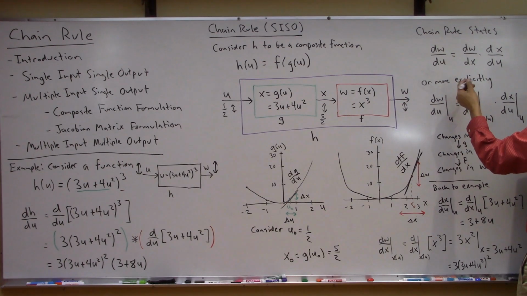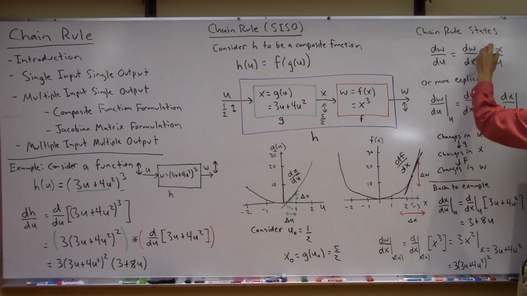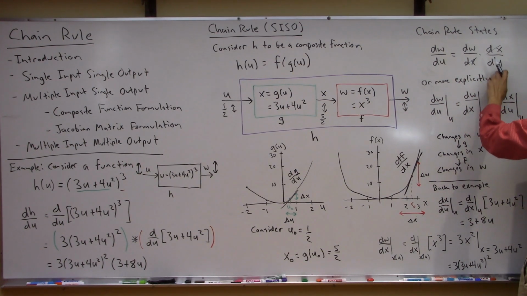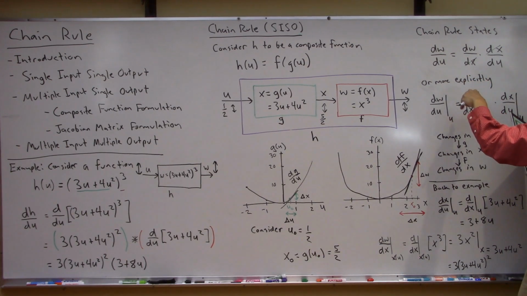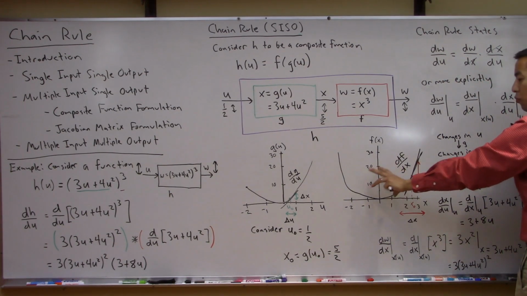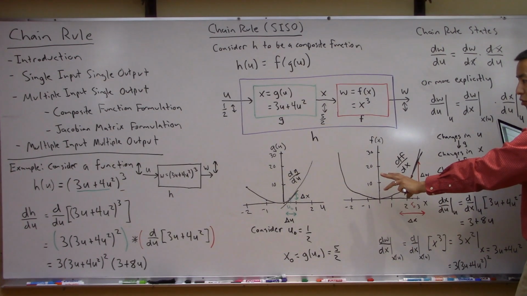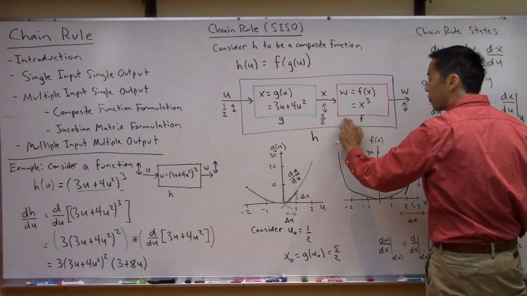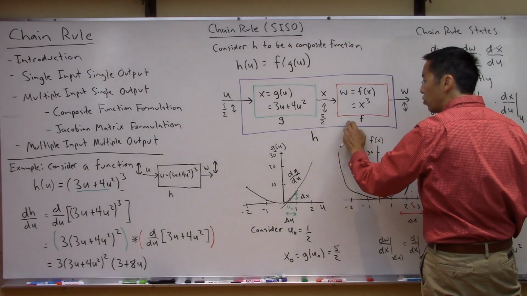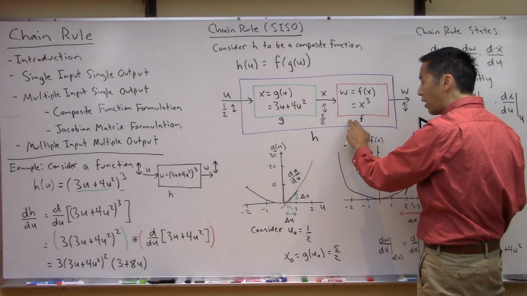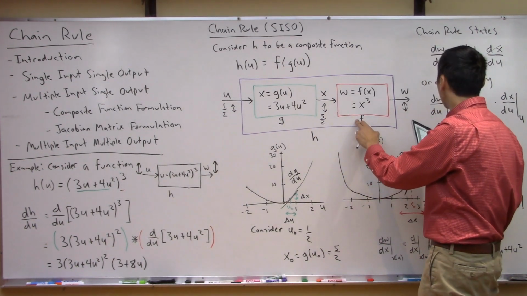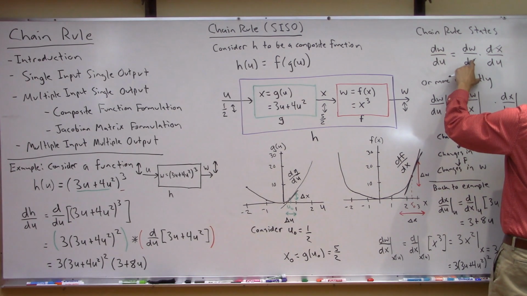People always make this note, they say, oh yeah, these dx's cancel and you end up with dw du. This is just a handy mnemonic. This is really what's going on behind the scenes. You're looking at multiplying the slopes of these two composite functions that are in series like this, right? So this is what you end up with.